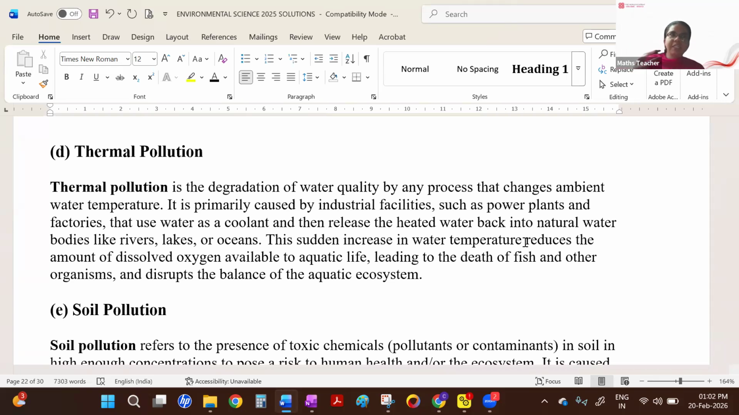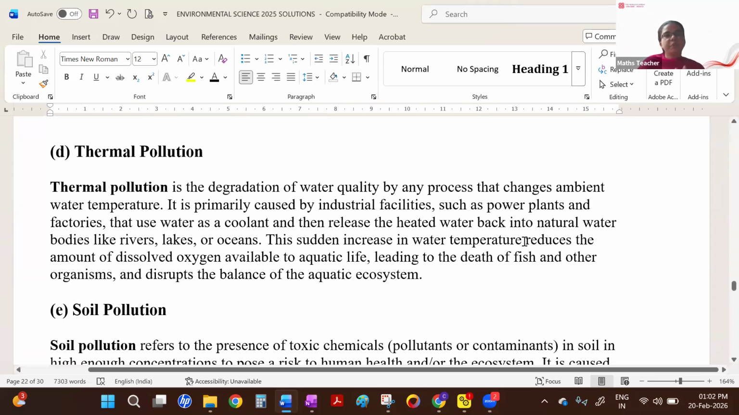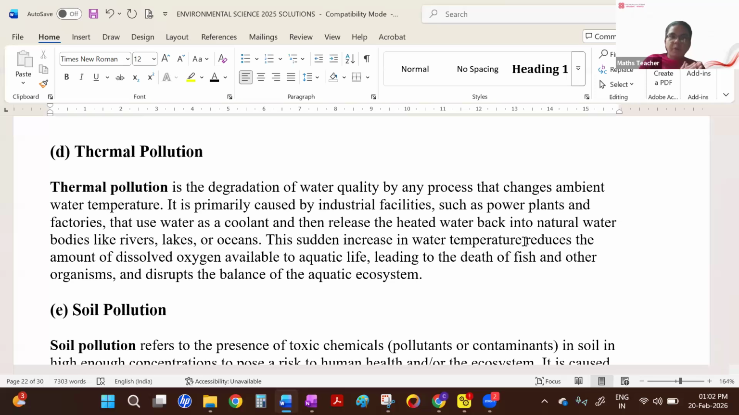But if the temperature changes drastically, then the value of the water will also change. Sometimes, because of the simple heating, some organisms might die, because the fish won't be able to bear the heat. So thermal pollution will cause the temperature to rise, thereby causing some animals to die.